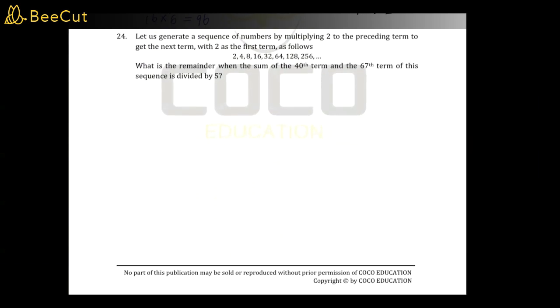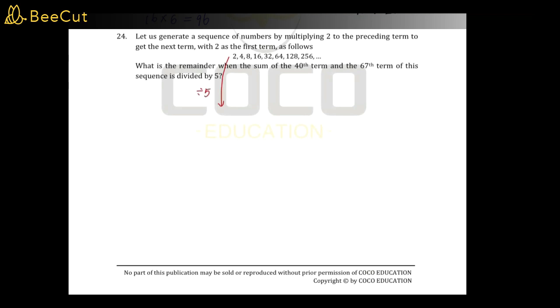So in question 24, each number times 2 gives us the next number. So they're asking for the remainder when the sequence is divided by 5. Now let's check the pattern for the remainder.